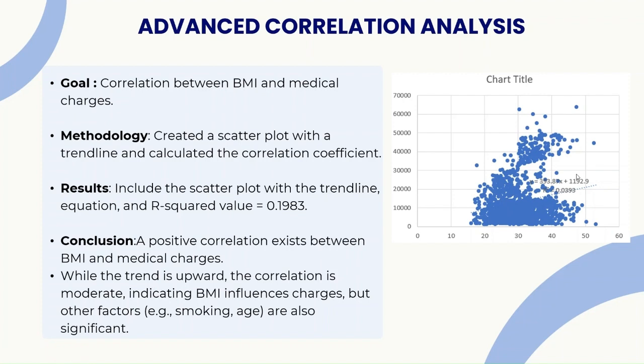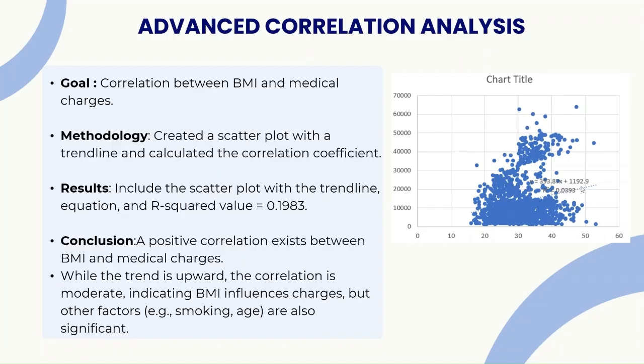Now, the trend line support. The trend line shows a clear upward slope, reinforcing the correlation, though the scatter of the points also reveals substantial variability. Now, the conclusion: there is a positive correlation between BMI and medical expenses, but BMI alone does not fully predict cost. Healthcare programs should combine BMI management with broader health assessment to effectively reduce cost and risk.